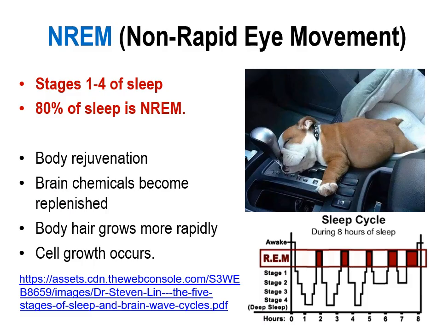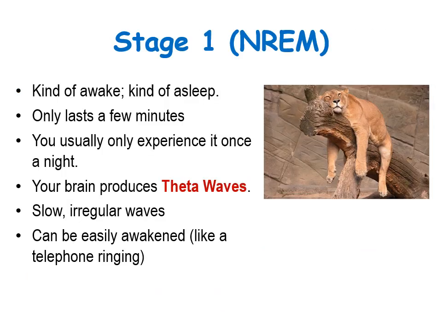So stages 1 through 4 are what we call NREM. NREM is non-REM, non-rapid eye movement sleep. So there's REM and NREM. So 80% of the sleep that you get at night is NREM. The body is getting rejuvenated. The brain chemicals are getting replenished, your neurotransmitters. This tells the body to produce body hair, and cell growth and cell repair all happens during non-REM.